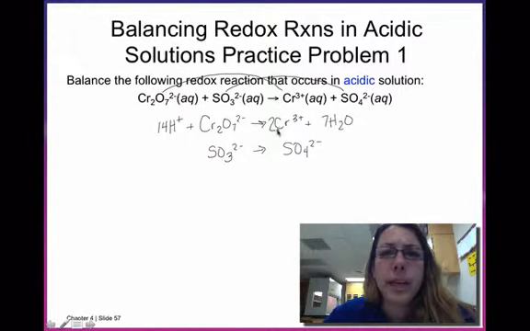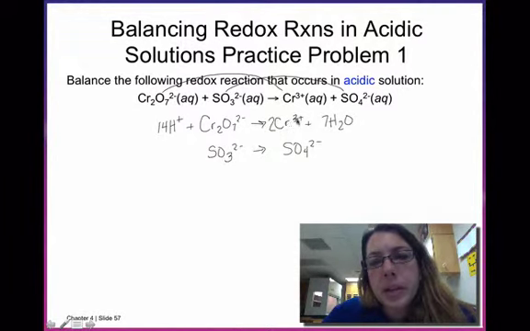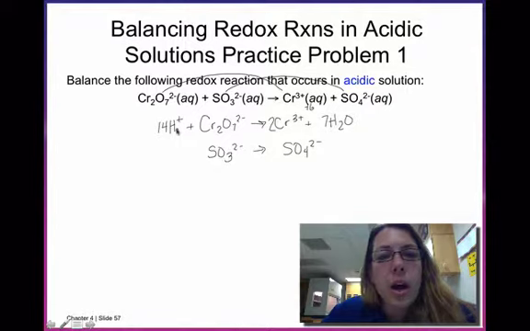And then lastly, we have to use electrons to balance the charge. So 2 times a positive 3 is a positive 6. This is neutral, it has no charge. On this side, I have a positive 14 and a negative 2. So this side is a positive 12.